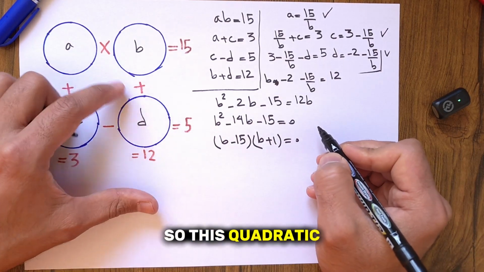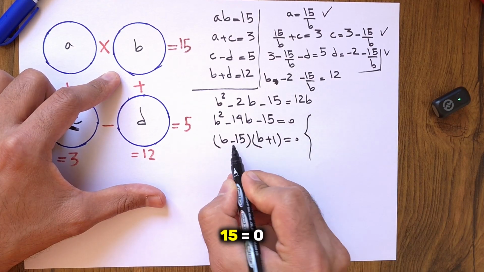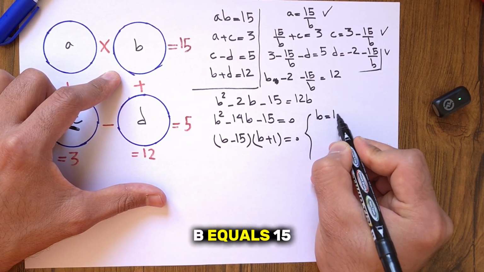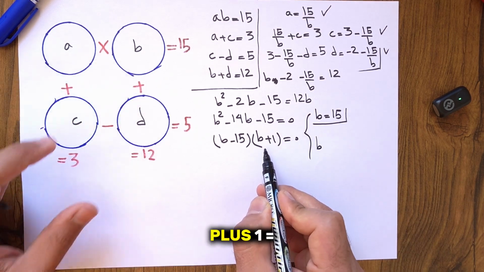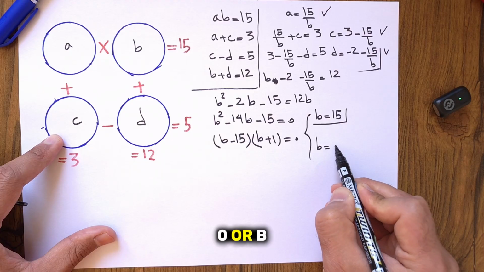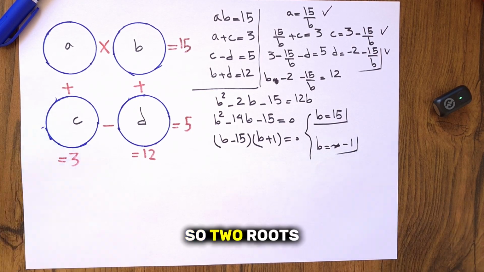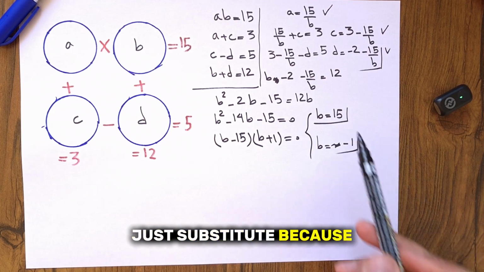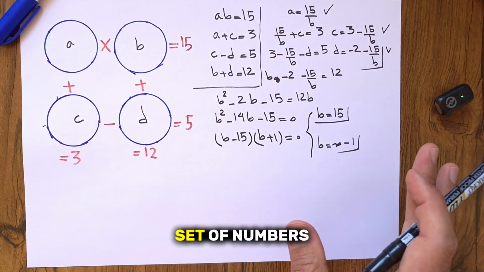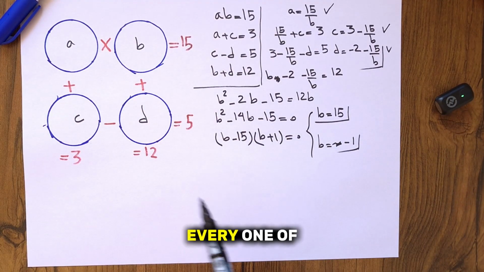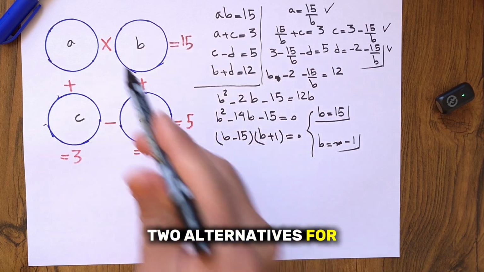So this quadratic equation has two roots. In one root, B minus 15 equals 0. In other words, B equals 15. That's one root. Another root, B plus 1 equals 0, or B equals minus 1. Okay, two roots, now what? Because we have two roots, we have two sets of numbers. We don't just have one set of numbers for each of those variables, A, B, C, D. We have two alternatives for each of those variables.